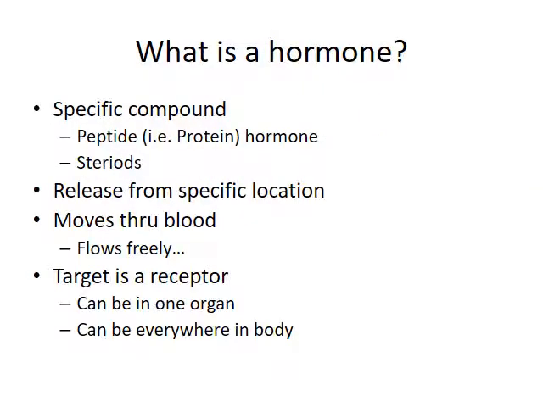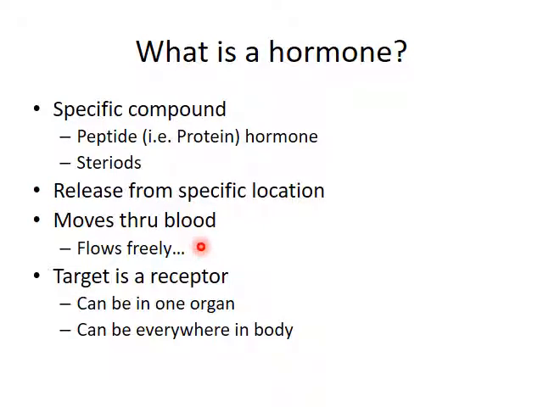So what is a hormone? There's a criteria that we have to have for that. We have a specific compound produced in a specific location. So we have either peptide or protein hormones or steroid hormones. Those are the two broad classes. There are a few others, but those are the big classes. They're produced in a specific location, and by definition, that molecule must move through the blood.